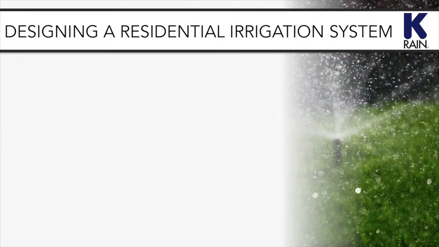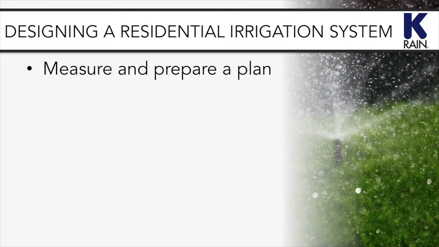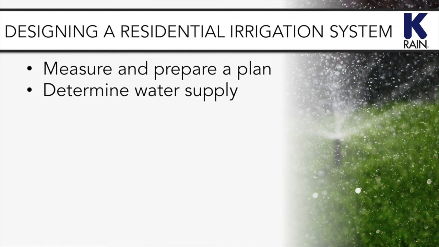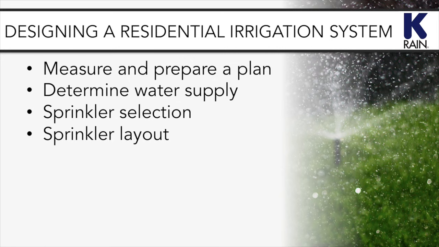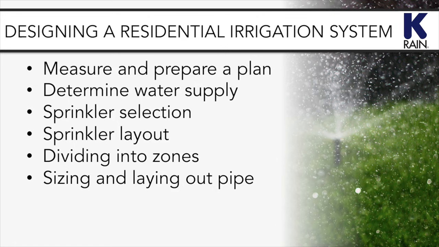This course is about designing a residential irrigation system. We'll begin by measuring the job site and preparing a plot plan and determining the available water supply. From there, we will discuss proper sprinkler selection and layout, dividing the system into zones, sizing and laying out pipe, and finally, completing the design to create a finalized plan.